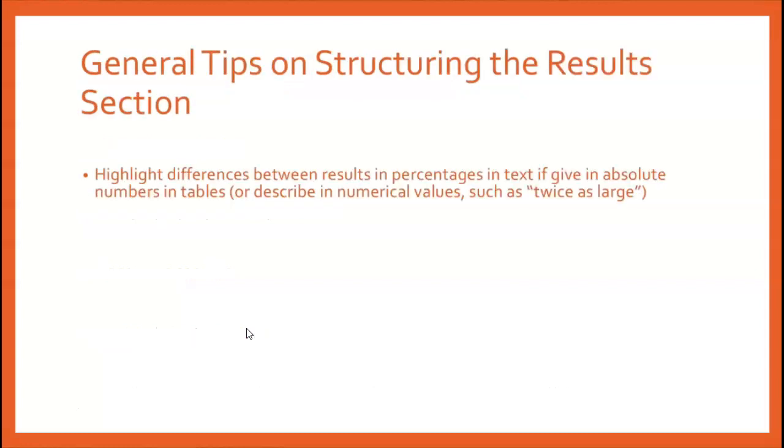So here are some general tips in structuring the results section. I always suggest to highlight differences between results and percentages in text, if given in absolute numbers in tables, or describing numerical values such as twice as large. This is just for readability. Break into smaller parts. Use subheadings if needed. I'm not sure why this showed up differently, but you get the point. Subheadings, again, are great to use in the results section as well.